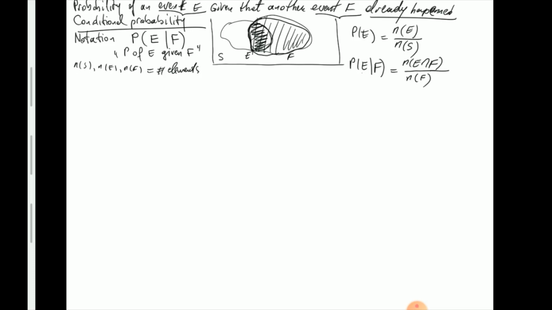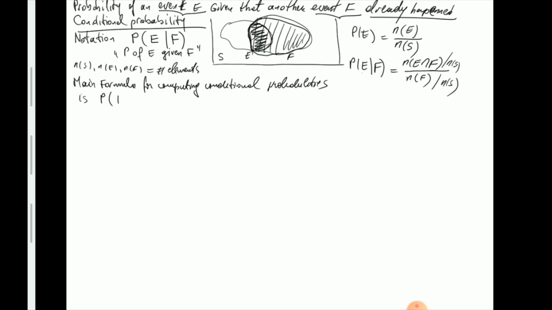So if I divide both sides by the number of outcomes in the whole sample space, you can see how the main formula for computing conditional probabilities is going to be, and there are very different ways to write this down. P of E given F is the probability of E and F divided by the probability of F.